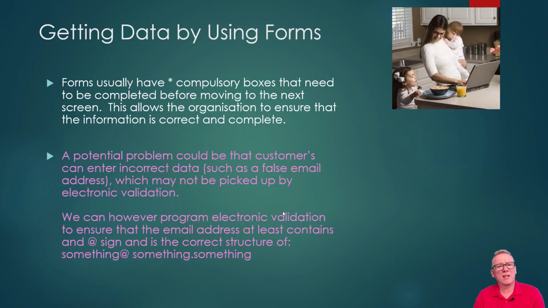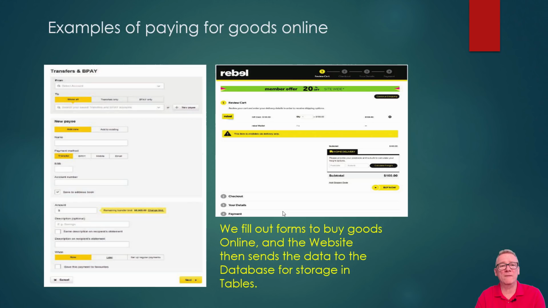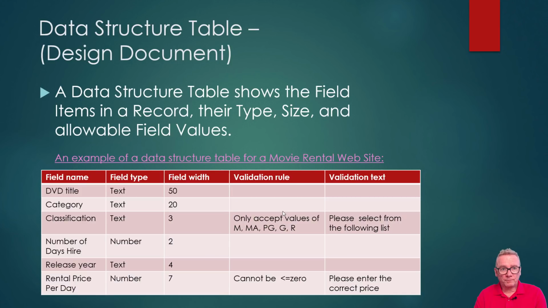The potential problem is that, especially with things like email addresses, people could still type in something that looks like an email address, but it's not actually their correct address. In Microsoft Access, we will learn how to do validation. So at least we can check that they've typed in something with an @ sign and then something else, and check that at least it looks like the right kind of structure, even if it isn't a real working email address. And we'll have a separate learning module all about these things on validation. So paying for goods online, there's always forms to fill out.